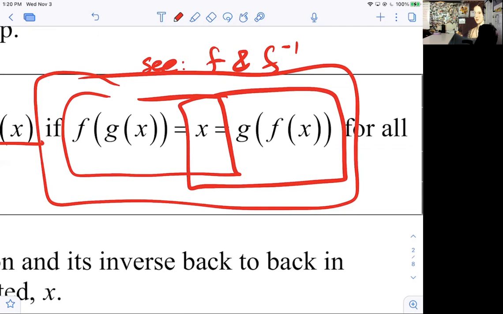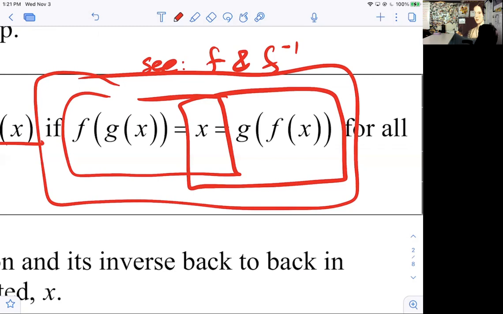So notice what this says. Start with X, apply G, then apply F. They undo each other. You're back where you started with X. Order doesn't matter. Start with X, apply F first, then G. They undo each other. You're back where you started with X. So you might just be told that two functions F and G have this characteristic, and you're going to have to recognize that composition is commutative, they undo each other. When is that going to happen? When those two functions are what? Inverses.